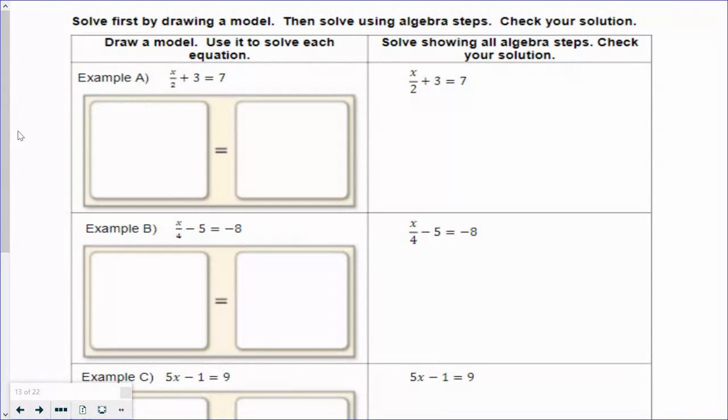Okay, example A is x divided by 2 plus 3 equals 7. Okay, so remember that means if you had half a circle, that's your half. X is the whole circle. And then we have 3 positives. And we have 7 positives on the right side.